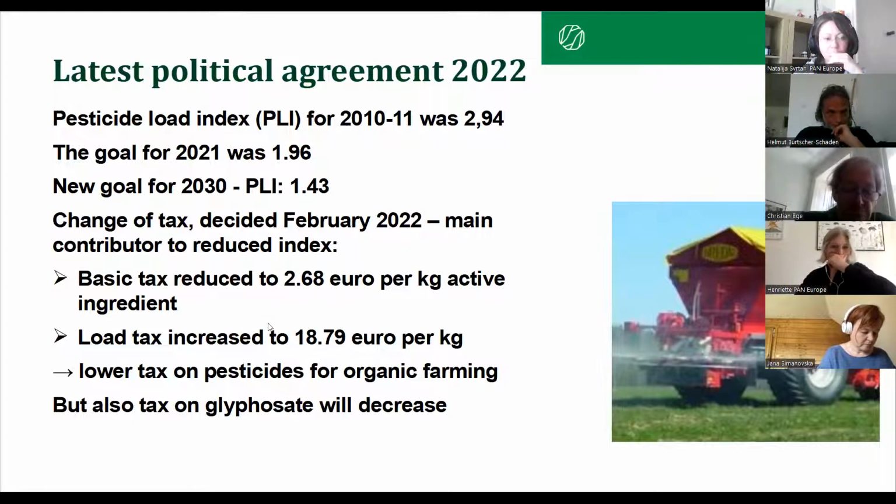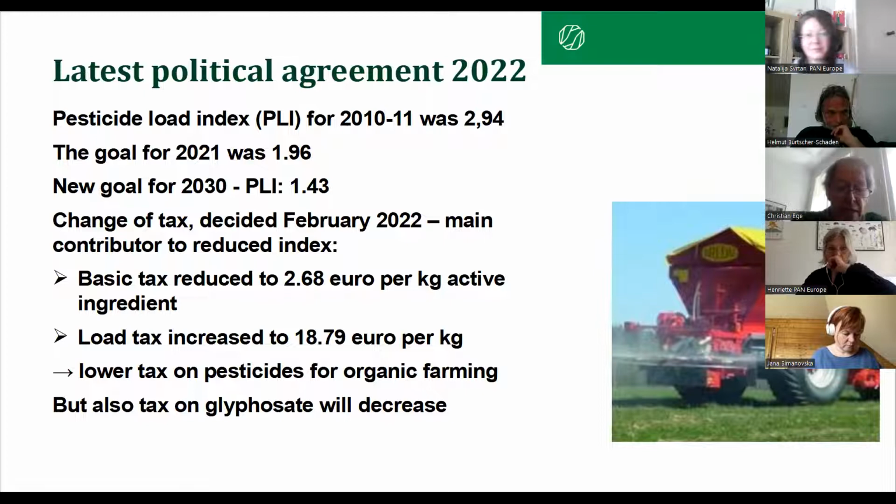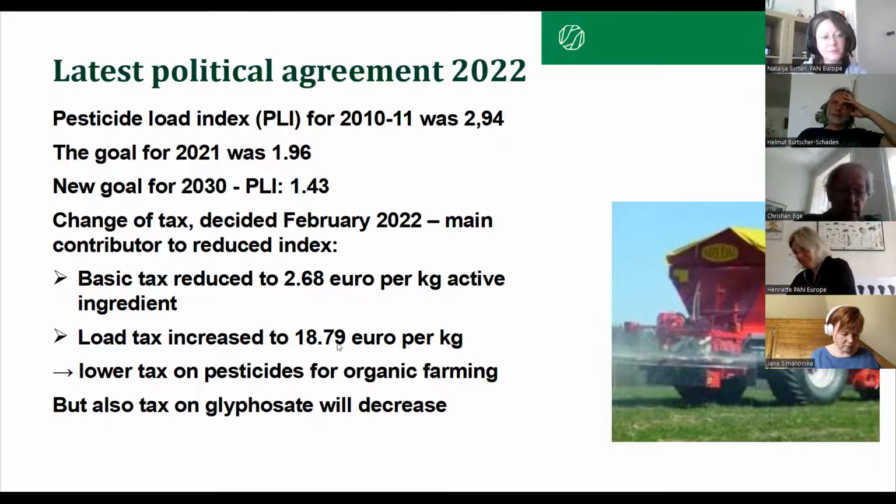The main contributor to this reduction will again be the pesticide tax, and this has been changed. It's divided in two parts: a tax on kilo active ingredient, and this is a basic tax, no matter what is the hazardness of this ingredient. And then the other part is based on the pesticide load index. And the first basic tax has been reduced, while the second, based on the pesticide load index, has been increased.